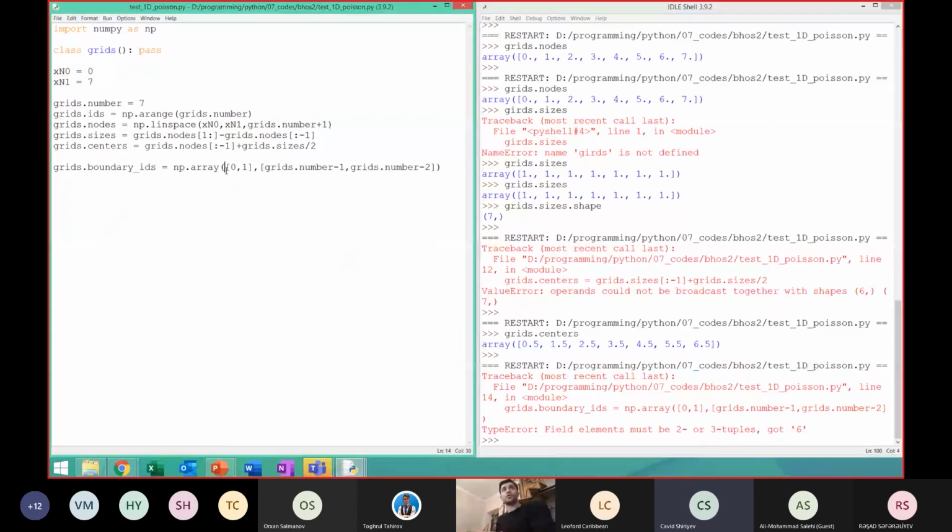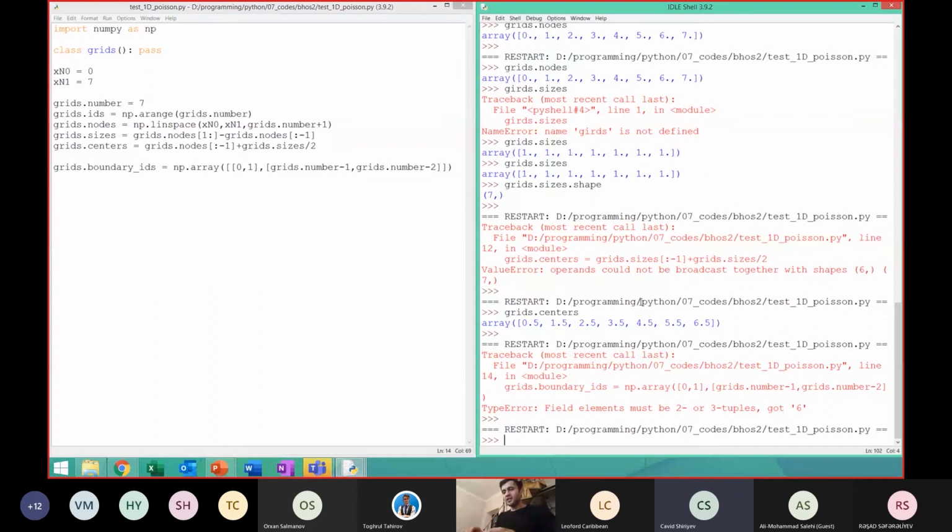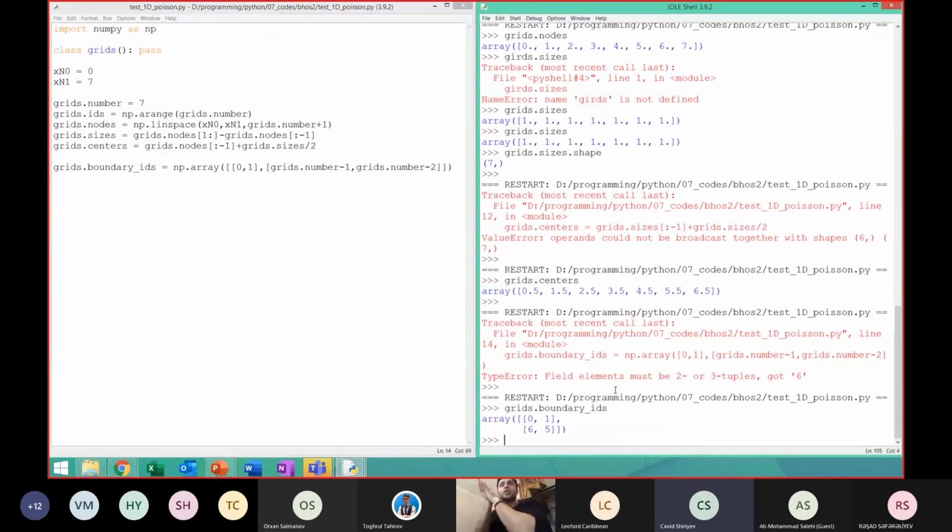I need to make sure that it's a two-dimensional array. Now if I check the grids boundary IDs, if I press tab, the grids element has only one property named boundary, so that's why it autofills, and those values are 0 and 6. So the boundary elements are 0 and 6. The first entries are the boundary IDs, and the second entries are their neighbors. For 0, the neighbor is 1, and for 6, the neighbor is 5.